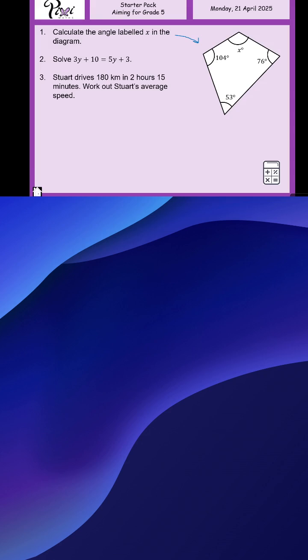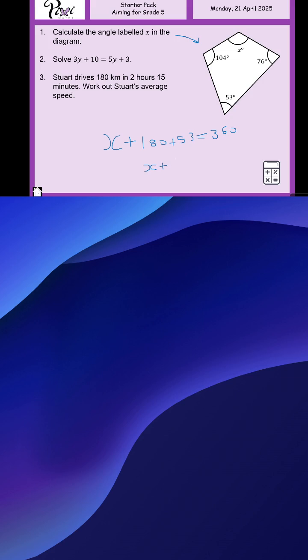So this is what I call a quadrilateral. Look, the angles make 360. So we're going to have X plus 104 plus 76, so that's going to be 180. So X plus 180 plus 53 has to equal 360. So we're going to have X plus 53 equal to 180.